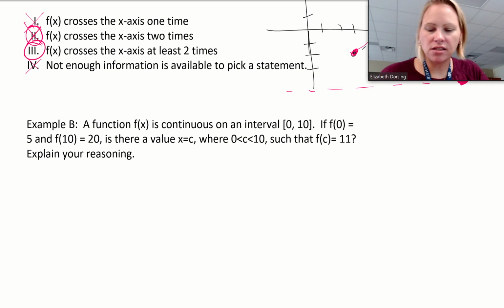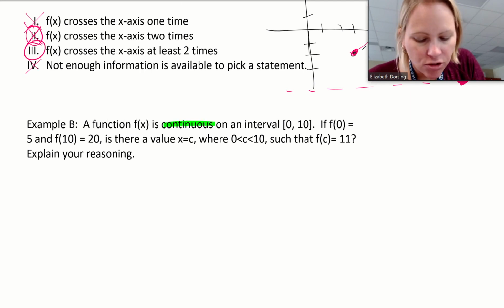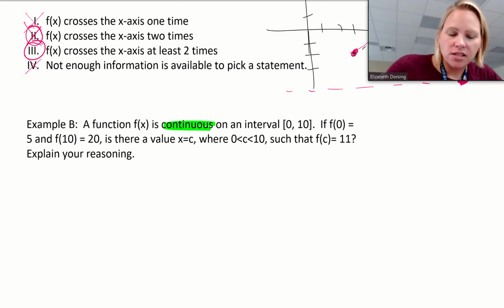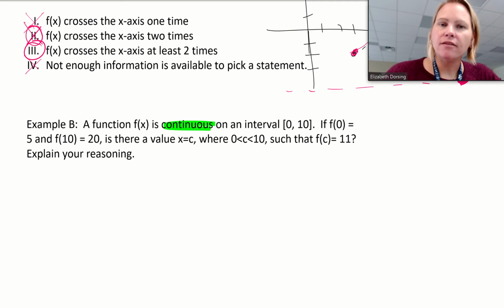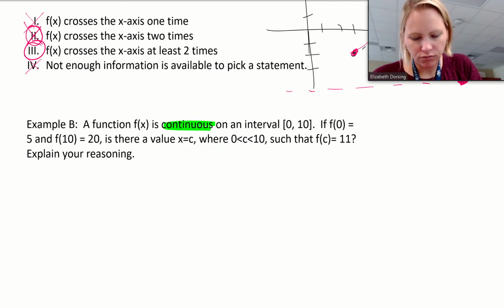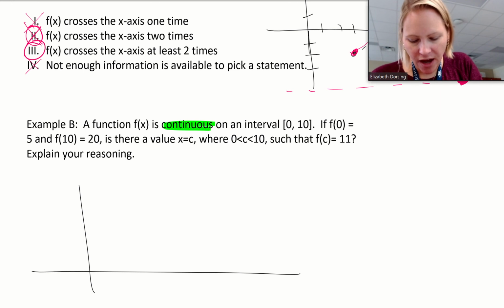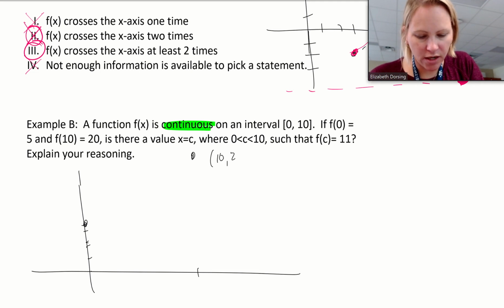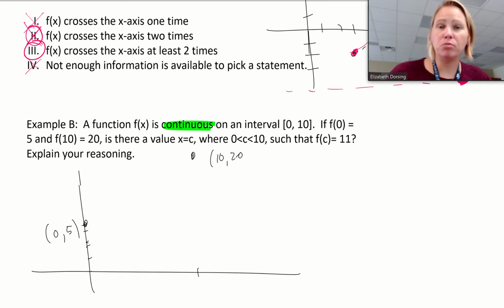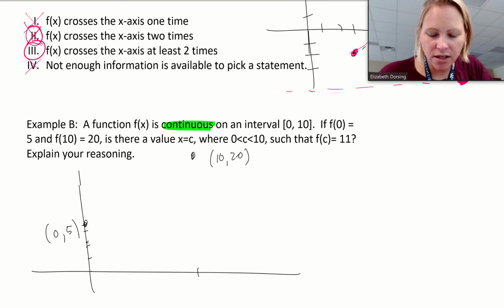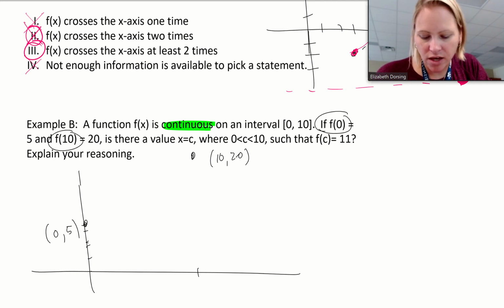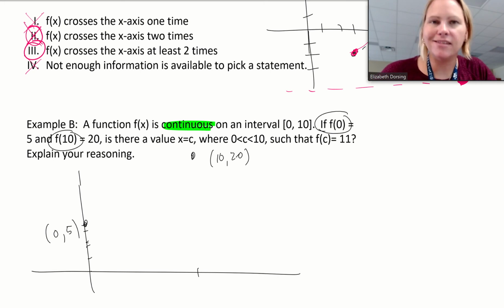A function f of x is continuous. There's that word again. I'm going to highlight it. Strategies for your exams. On this interval, 0 to 10, if f of 0 is 5 and f of 10 is 20, okay, so f of 0 is 5, 1, 2, 3, 4, 5, and f of 10 is 20, so 10, 20, 0, 5, it's a poorly drawn graph, I apologize. Is there a value x equals c where c is between 0 and 10? Okay, 0 was this x value, 10 was this x value. Okay, so between these, such that f of c is 11.